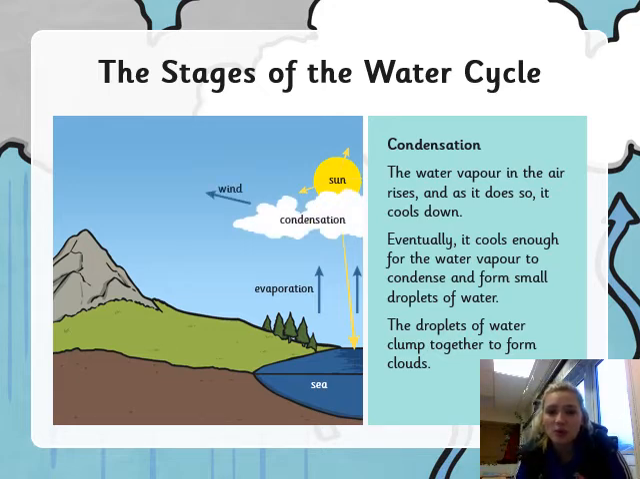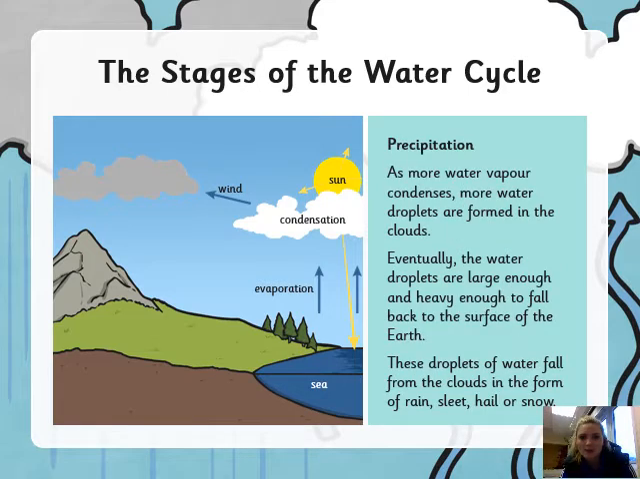Then the wind pushes the condensation, the clouds, around to different areas. And then we have the clouds turn into rain clouds where precipitation occurs. As more water is condensed and forms those droplets inside the clouds, eventually the droplets are too heavy and too large, so they end up falling back down to earth as rain or as sleet or as snow.